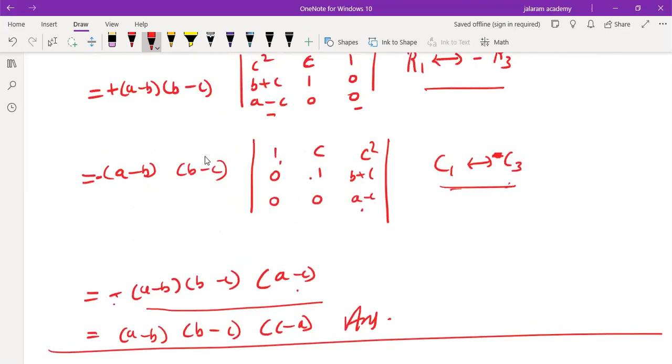Minus is also there, so we make it symmetrical by multiplying by minus 1. It becomes C minus A. (A minus B) into (B minus C) into (C minus A). Very easy.